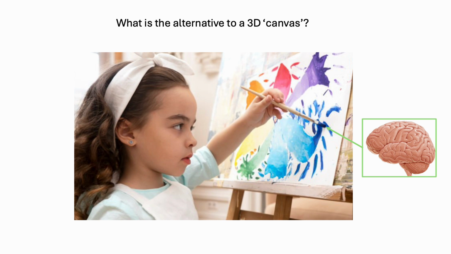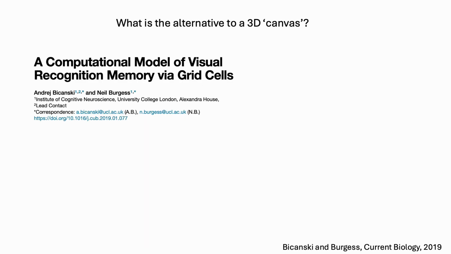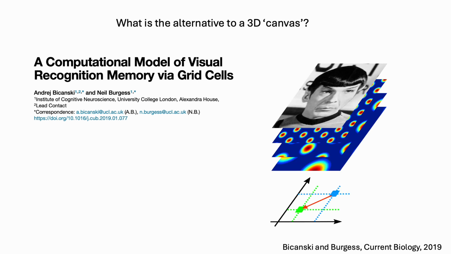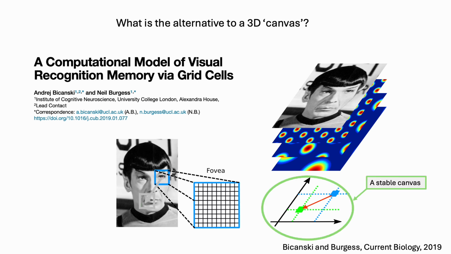So there have been various proposals, including one by Neil Burgess's group, which we see here. And there the idea is, as you move your eyes around this face of Spock, it's grid cells that provide the stable canvas, and that you can paste information from the fovea onto this as the eye moves around.